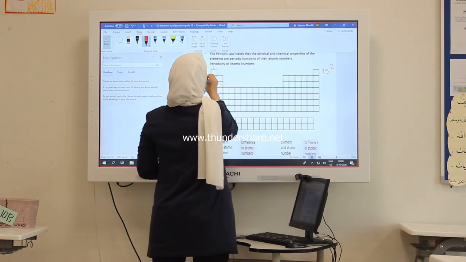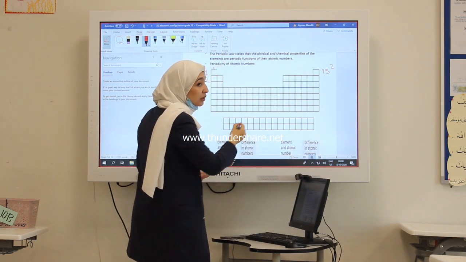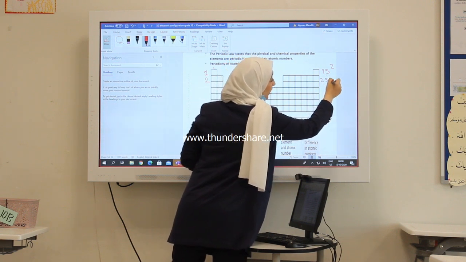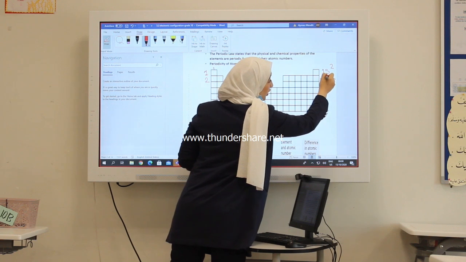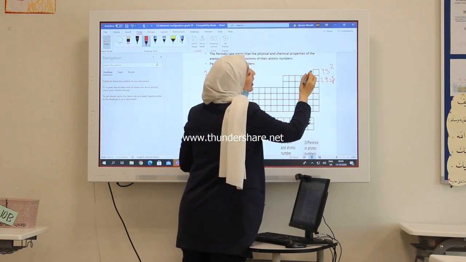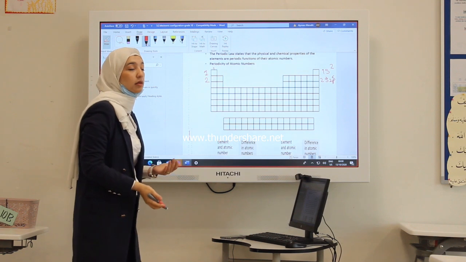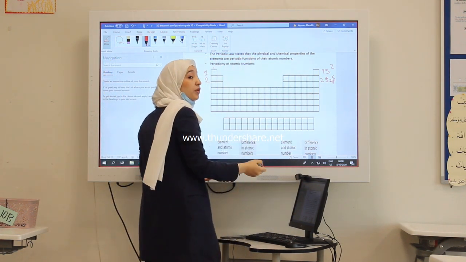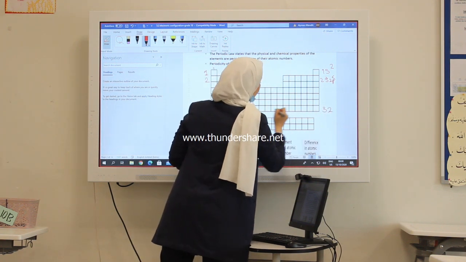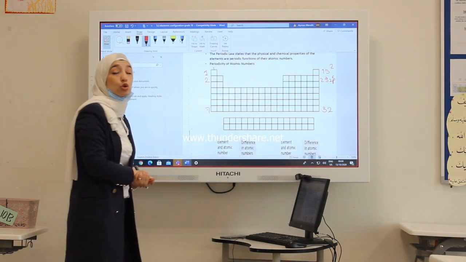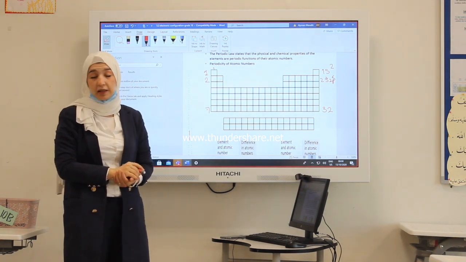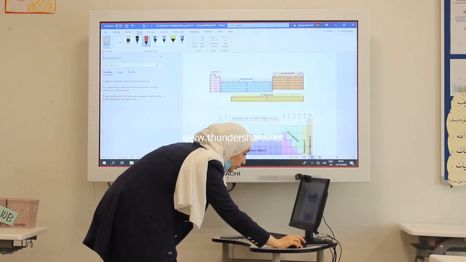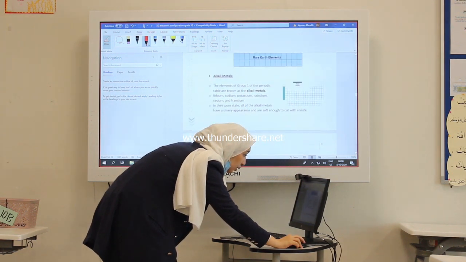And then we said in the second period we have how many sublevels? 2s and 2p. 2s has 2 electrons. P has 6. So how many groups do I expect? 8: 1, 2, 3, 4, 5, 6, 7, 8. And we do this till we find that the 7th period has 32 elements.